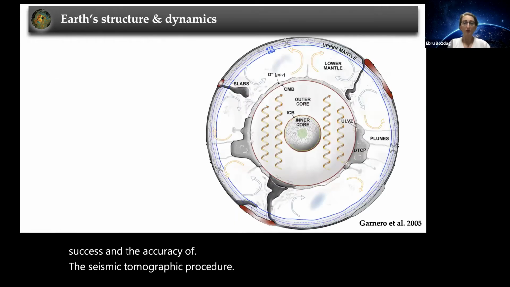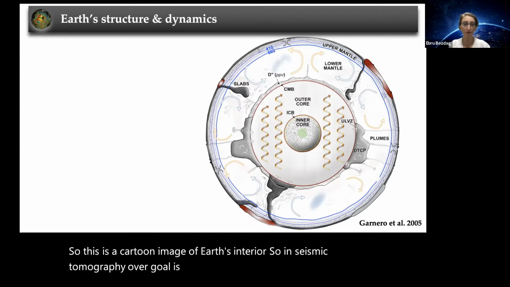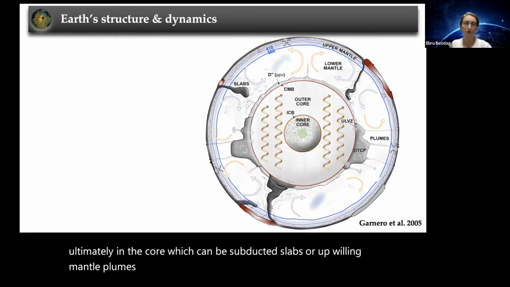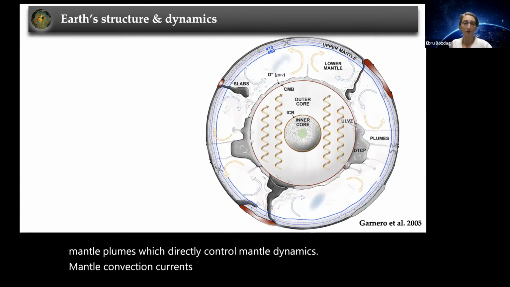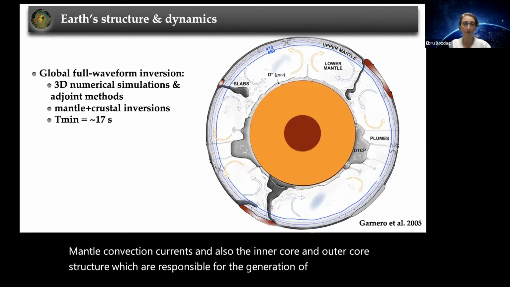So this is a cartoon image of Earth's interior. In seismic tomography, our goal is to detect some patterns in the mantle and ultimately in the core, which can be subducted slabs or upwelling mantle plumes, which directly control mantle dynamics, mantle convection currents, and also the inner core and the outer core structure, which are responsible for the generation of Earth's magnetic field.